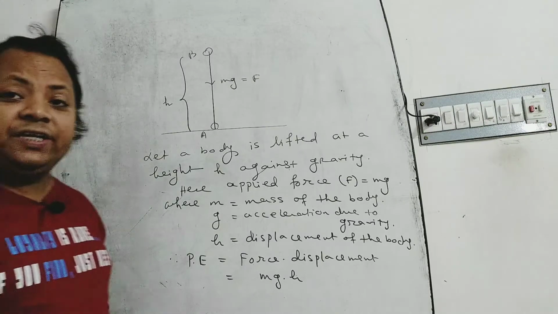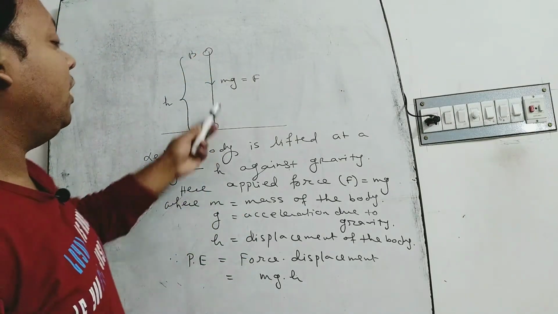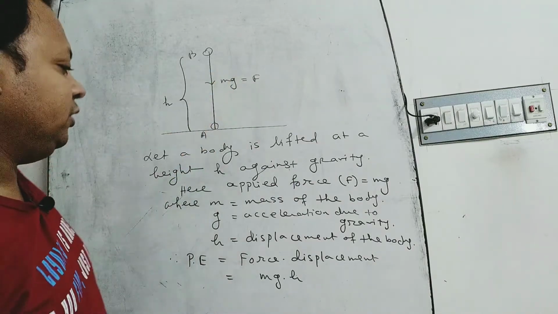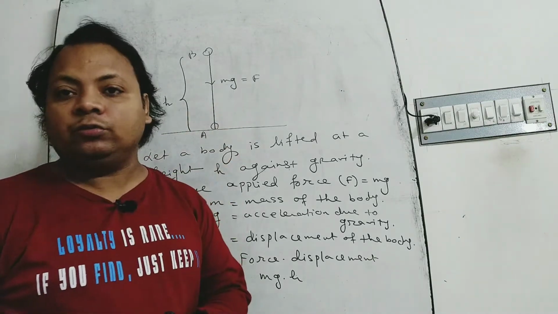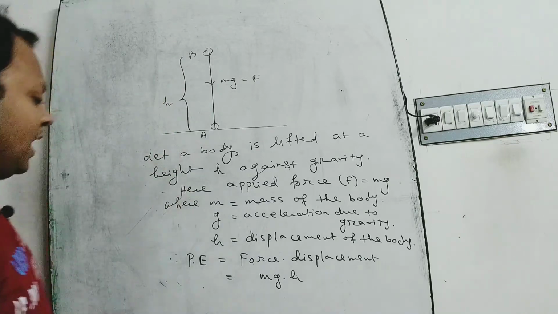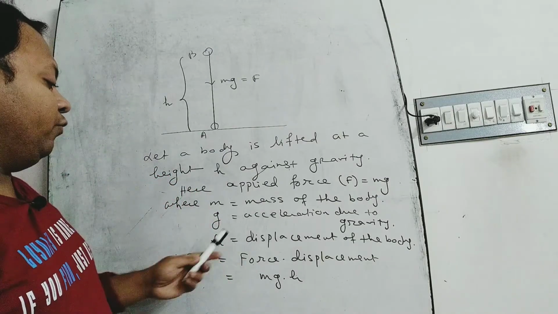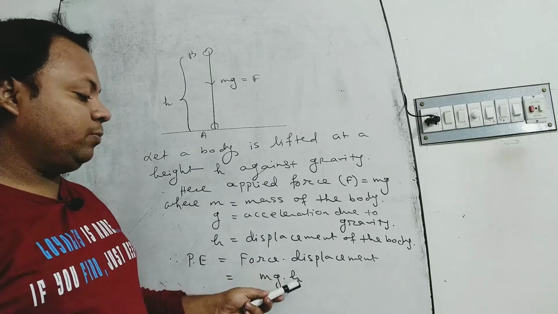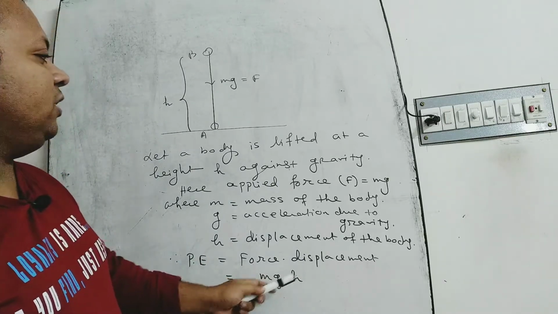When a body is lifted up against gravity, the weight of the body is mg. That is, the applied force F is equal to mg, where m is the mass of the body and small g is the acceleration due to gravity. h is the displacement of the body. Therefore, the potential energy stored in the body is force into displacement. Here force is equal to mg and displacement is h. Therefore, potential energy is equal to mgh.